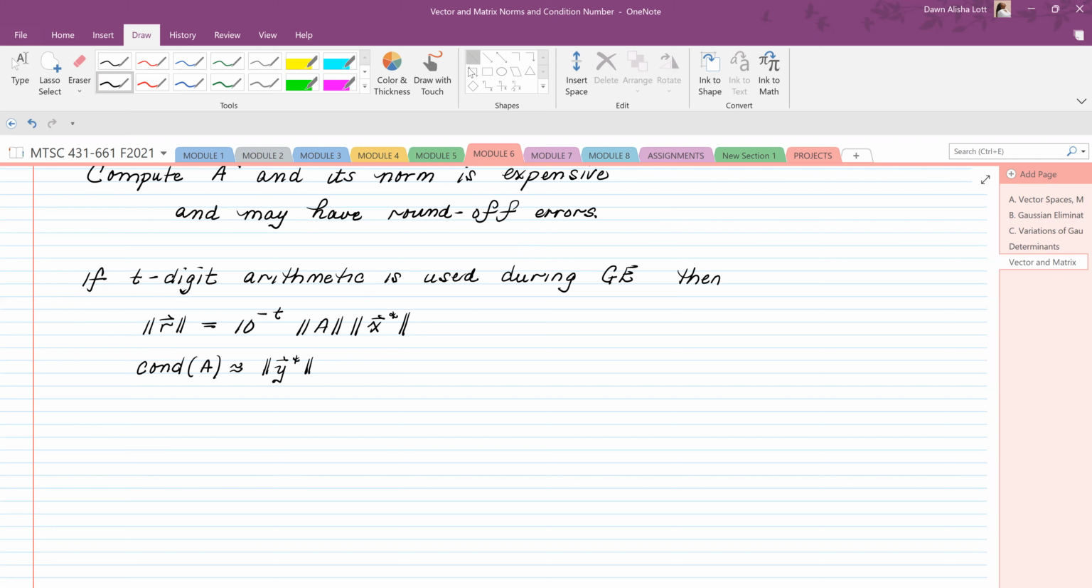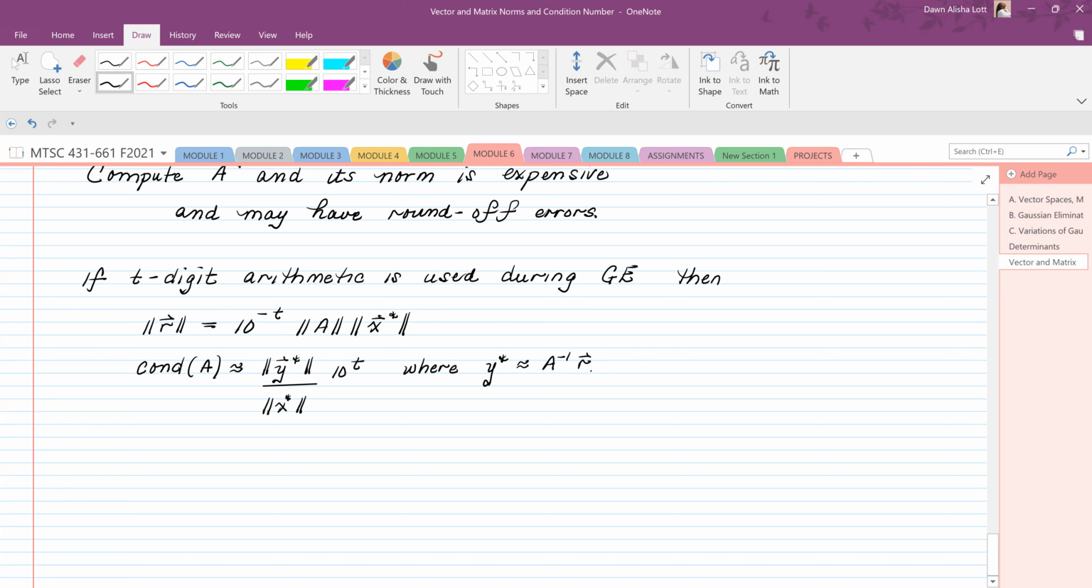Y star over, and this is the norm of X star, times 10 to the T. So now, where Y star happens to be approximately A inverse times R.